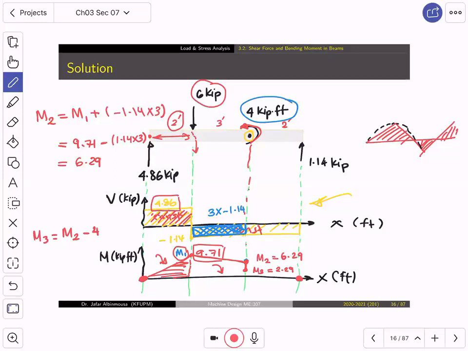Okay, now we have finished. I have the moment M4, which is 2.29, right? Plus this amount, how much is it, guys? This is minus 1.14 multiplied by 2, which is 2.28. Which is almost zero. So it will go to zero.